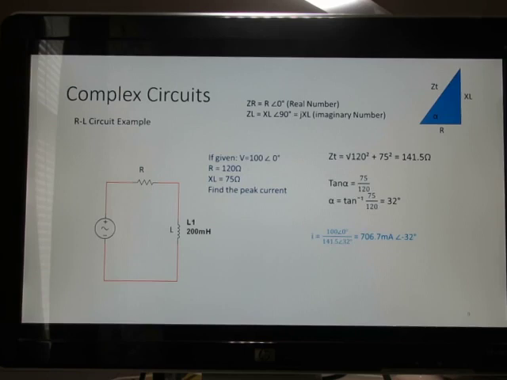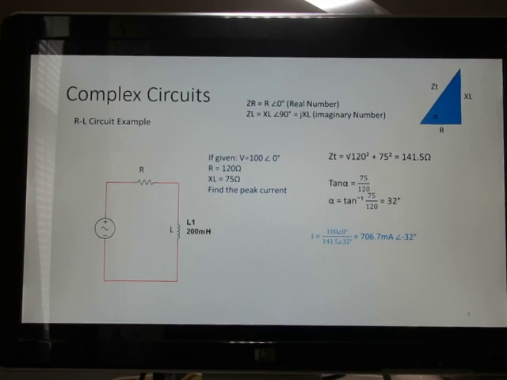So the first thing we want to do is find the hypotenuse Z of the impedance triangle. And we're going to use Pythagorean's theorem, and we get 141.5 ohms. Now determine the angle of this vector. So we have X over R, and we take the inverse tangent of that, and we end up with 32 degrees.